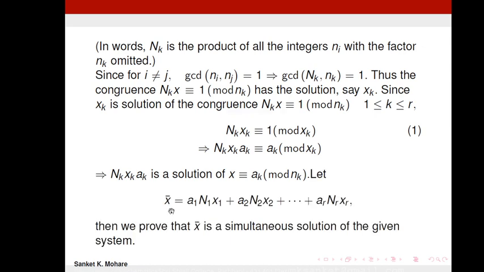Now assume that x bar is equal to the sum a1 N1 x1 plus a2 N2 x2 plus and so on plus ar Nr xr. Here I assume x bar is equal to this sum. Then we have to prove that x bar is a simultaneous solution of the given system. What was the given system? x is congruent to a1 mod n1, x is congruent to a2 mod n2, and so on, x is congruent to ar mod nr. We claim that x bar is a simultaneous solution to this system.